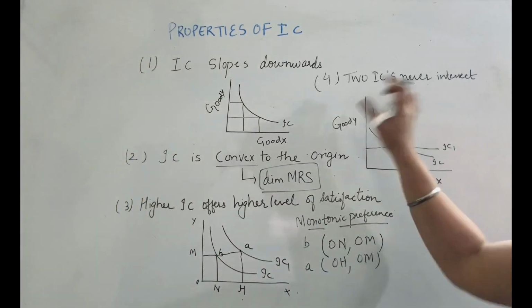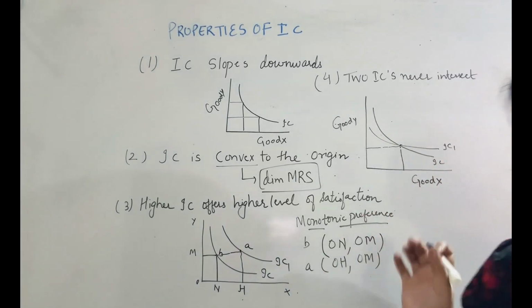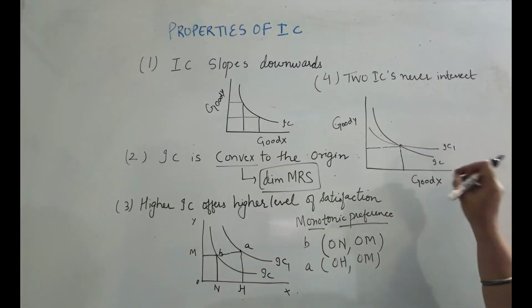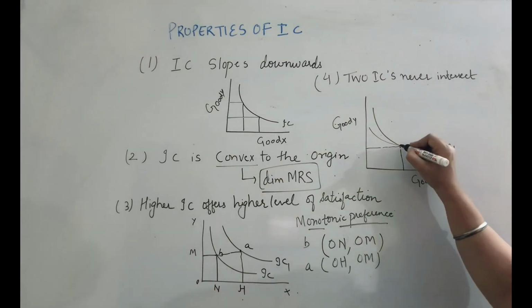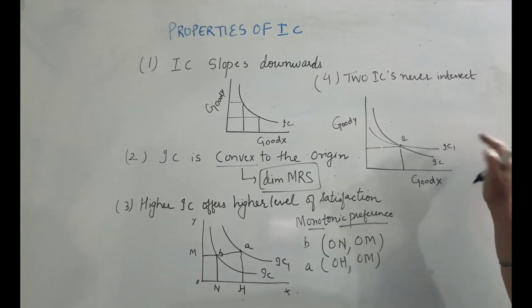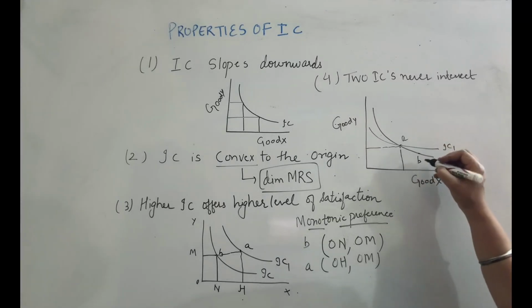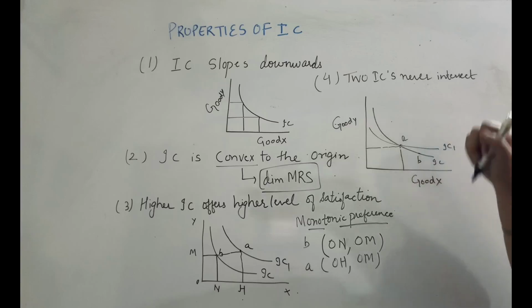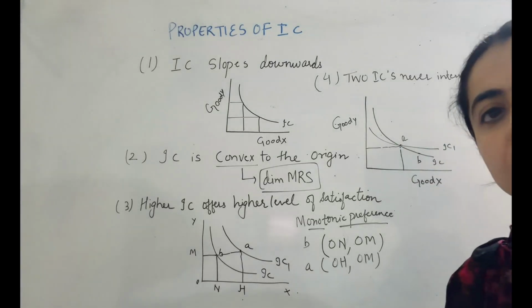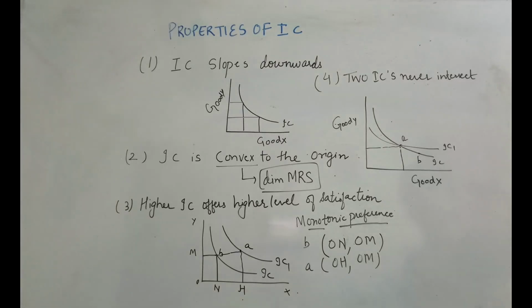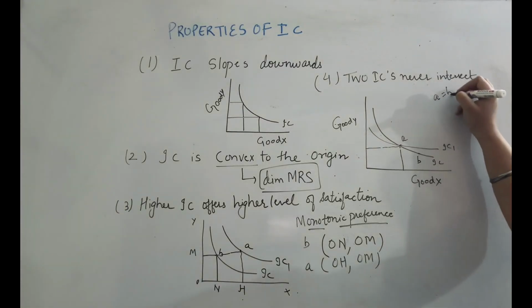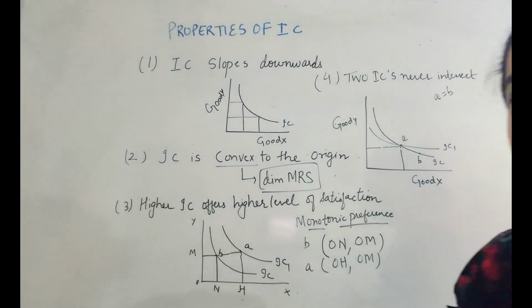The next property is that two indifference curves never intersect each other, but in this diagram I have shown two different indifference curves, IC and IC1, intersecting each other. Now we'll see what will happen if the indifference curves intersect each other and why they cannot. If you look at this point, this is a common point for IC and IC1. So we can say that combinations A and B, because any two points which lie on the same indifference curve will offer the same level of satisfaction to the consumer, will offer the same level of satisfaction.